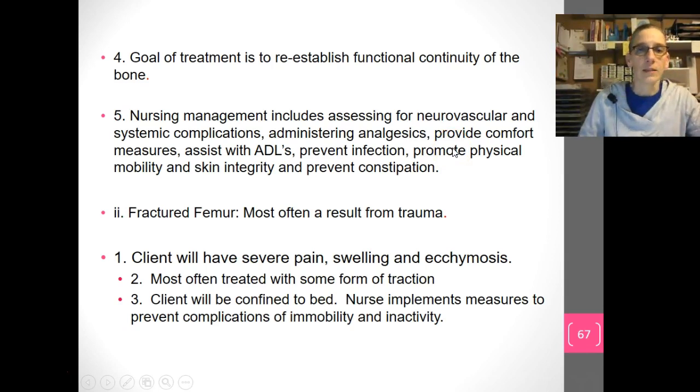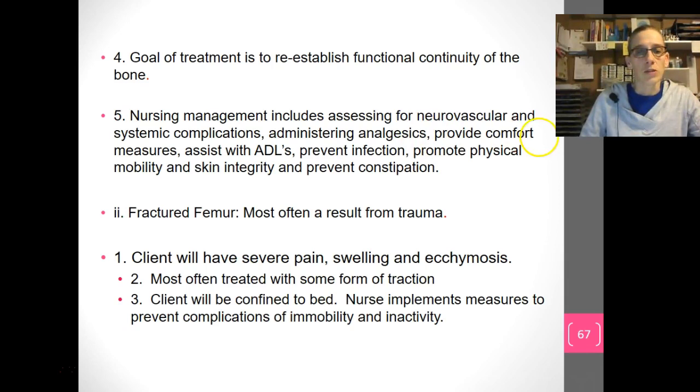The goal of treatment is to reestablish functional continuity of the bone. Treatment discussed in Chapter 61 includes traction, reduction, internal and external fixation, and casting. Nursing management includes assessing for neurovascular and systemic complications, administering analgesics, providing comfort measures, assisting with ADLs, preventing infection, promoting physical mobility and skin integrity, and preventing constipation. Constipation comes from what? We talked about it on Monday. Hopefully you remember that constipation with these patients is increased due to their immobility as well as their pain medication.